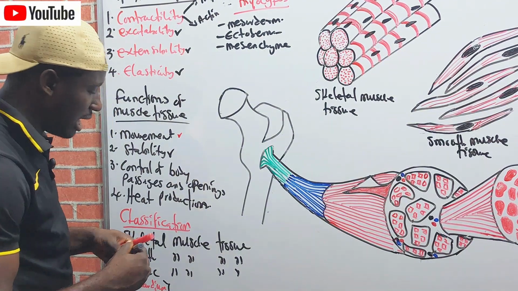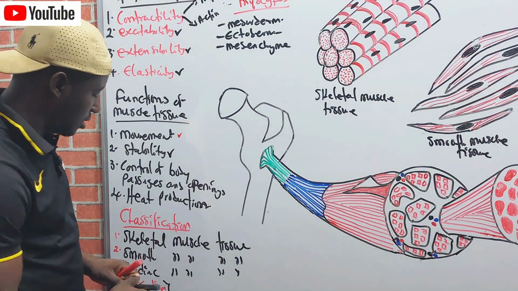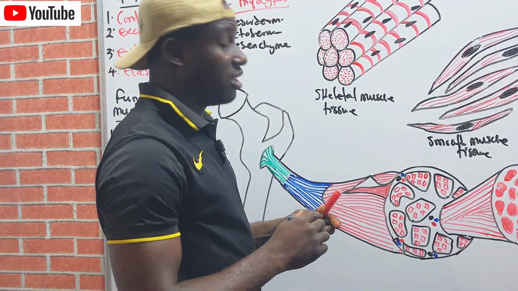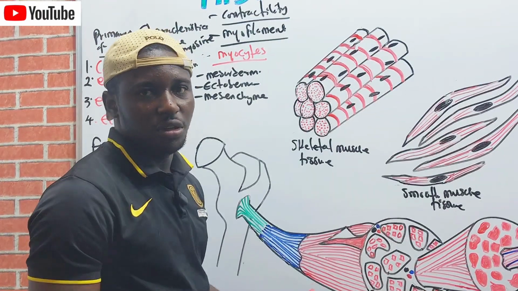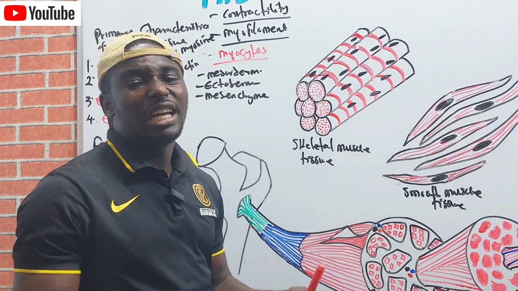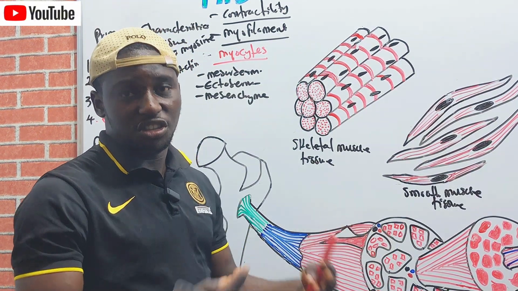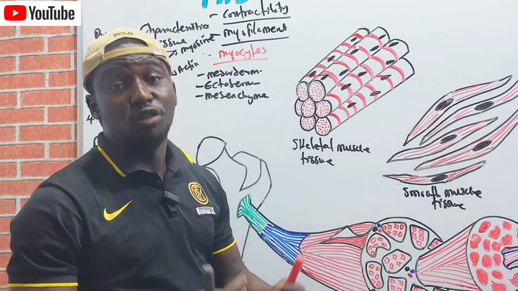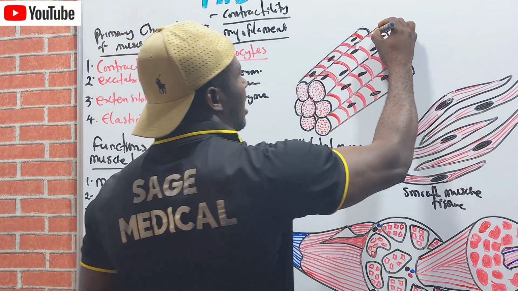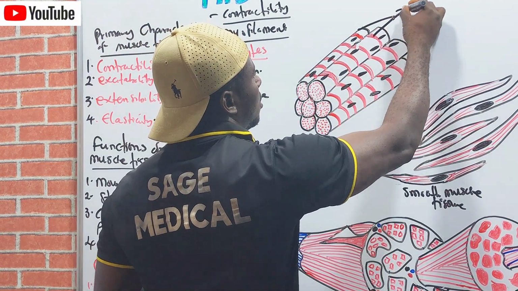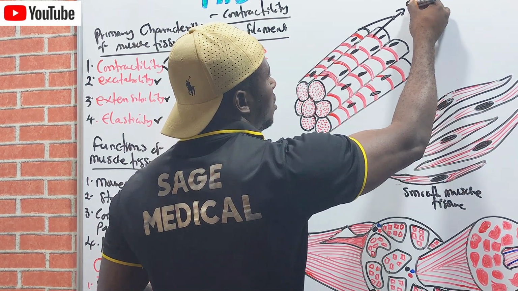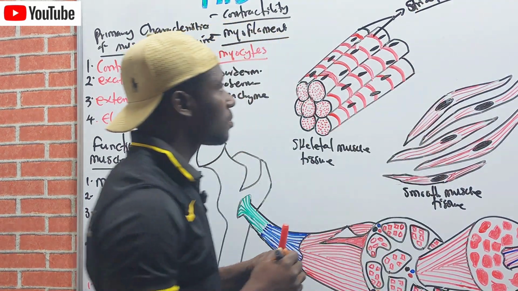Now, let's take a good look at the skeletal muscle tissue. This is the skeletal muscle tissue here. It is a type of muscle tissue that is striated and under the control of the body consciousness, which means that it is voluntary. It has striations.